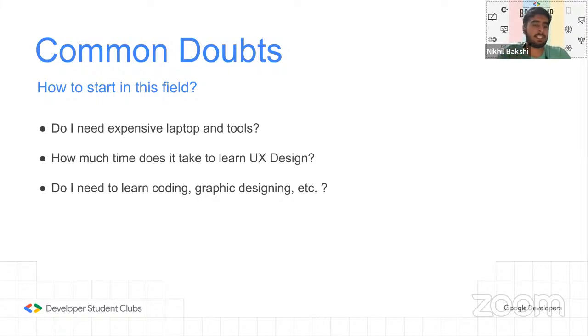Lastly, coding and graphic designing. This is really one of the most famous doubts: that I need to know coding because it's speculative, and I need to be a good graphic designer for this. But one thing you need to know is that these fields are entirely separate, and they have their own significance in this industry. However, if you do know about them, then that's great. It's actually a bonus point as a UX designer, but there's no need to know them.